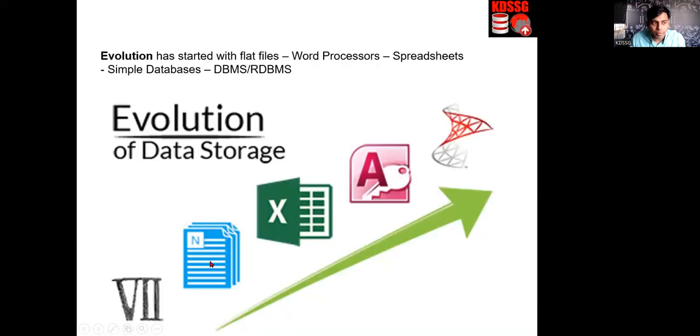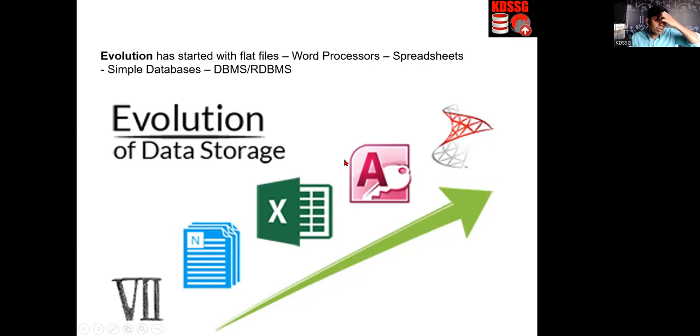Then again, this is evolution. So Notepad, word processors, Excel, Access, Microsoft SQL Server. This is the Microsoft journey. Microsoft first created editors. Then Microsoft created word processors. Microsoft created Excels. Microsoft then created Access. Before SQL Server, what was Microsoft's database in the market? Access. MS Access is what they call it.